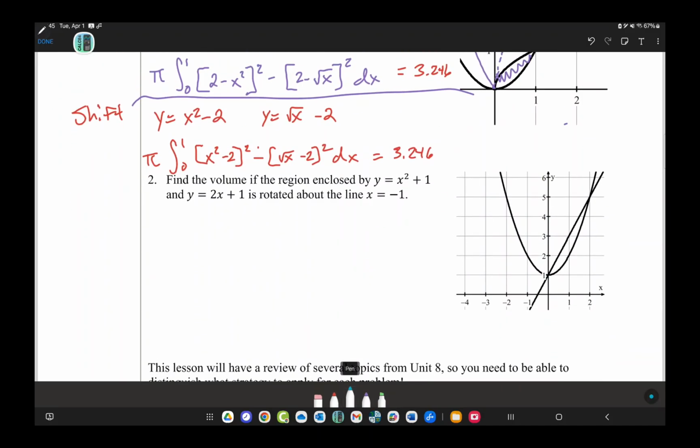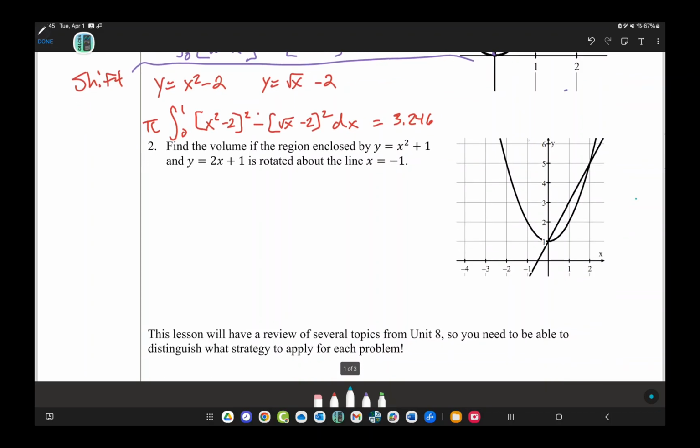So this other one, we were rotating around the line x equals -1, so we're rotating around this line right here. This time the function needs to be in terms of y, so we'll solve for y. y equals x squared plus 1, y minus 1 equals x squared, x equals plus or minus the square root of y minus 1. And since we're dealing with the right half of this, it's not going to be the negative. It's just going to be positive.